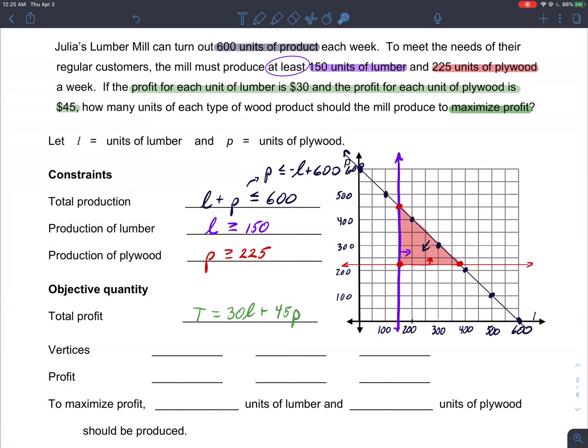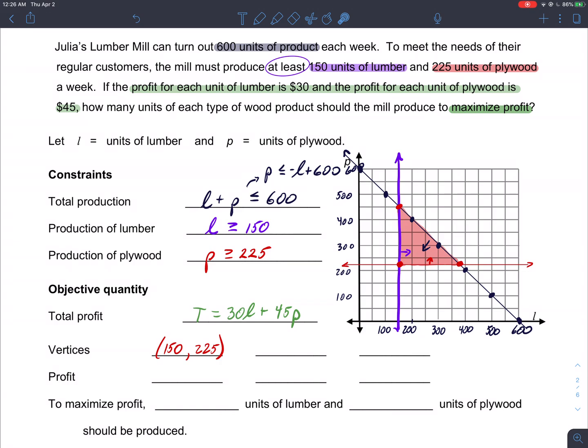This is 150 on the x, and it's sitting on the red line, so 225 on the y, or 150 on L and 225 on P. So this vertex is 150, 225. All right, moving on.